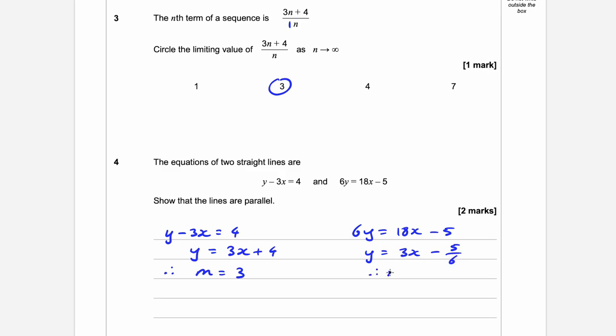Therefore, m equals 3. Now it says show they are parallel, so you have to say, guys, gradients are the same. Gradients are both 3. Therefore, parallel. That's question 4.